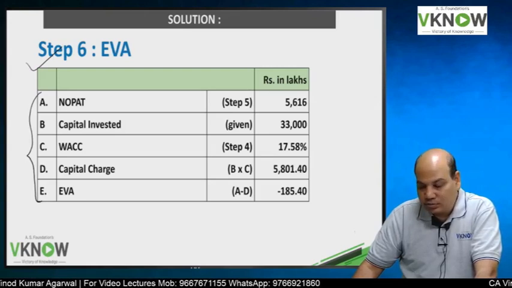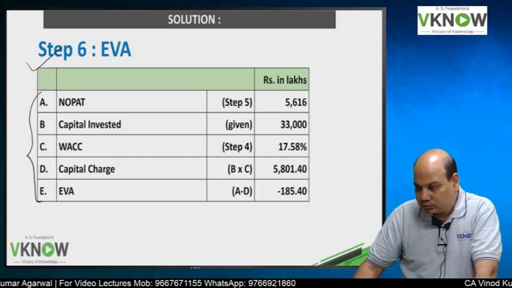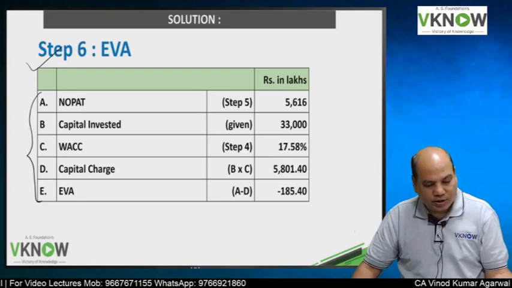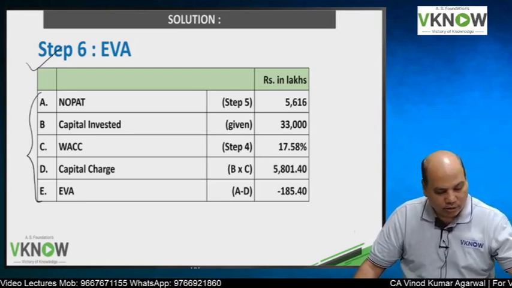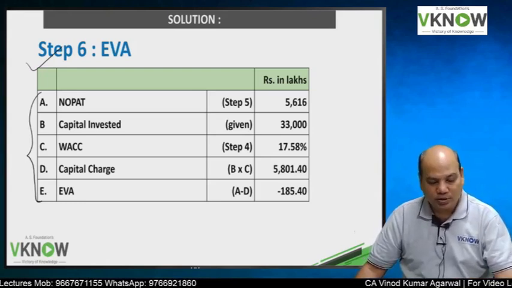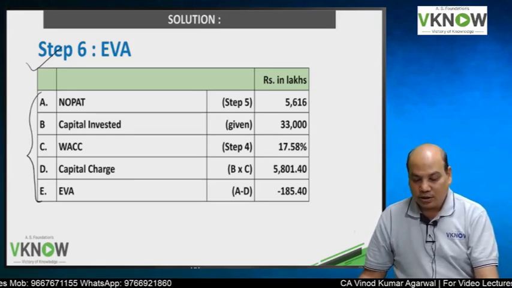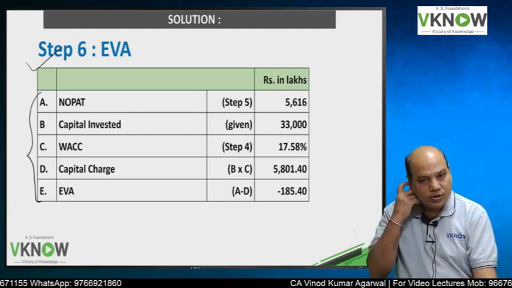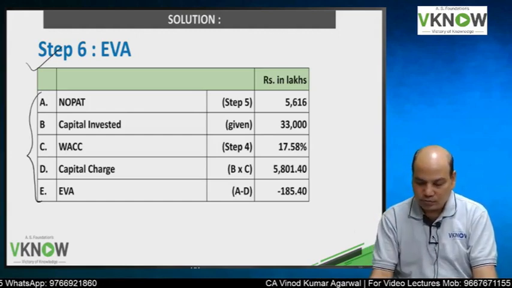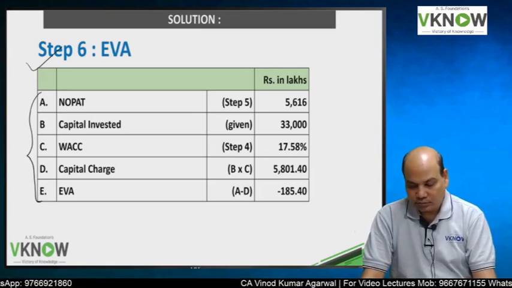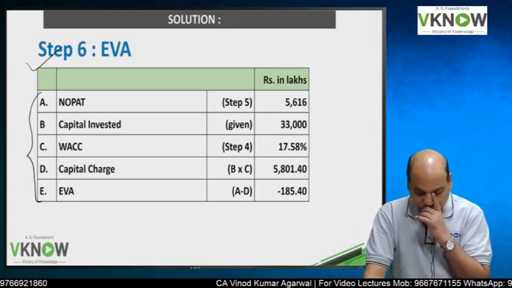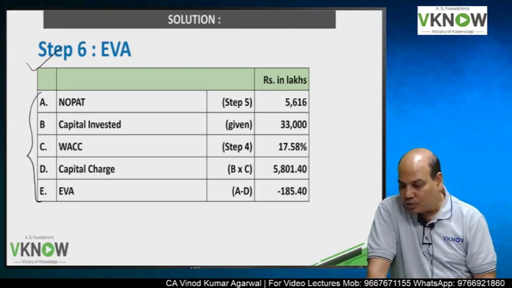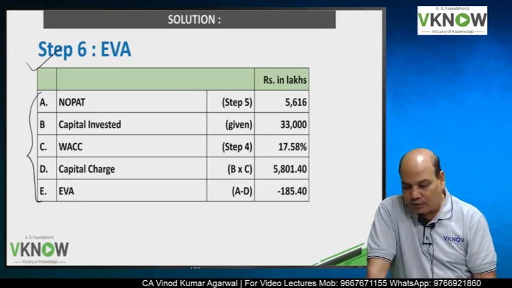Capital invested 33,000. Given. Question says you should present the answer in rupees in lakhs. So I have converted rupees in crore into rupees in lakhs. Then WACC we have computed in step 4, 17.58%. Capital charge will be B into C, 5801.40. So EVA will be negative.